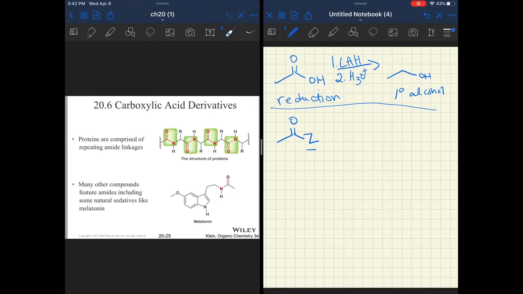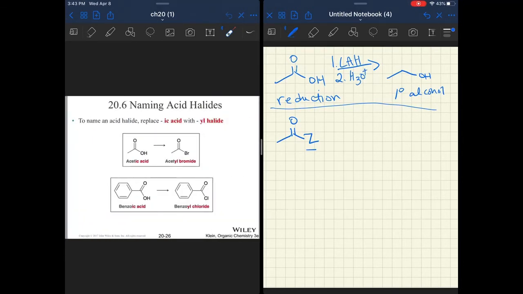Amides, the amide bond is incredibly important, right? It is the backbone for the structure of proteins. You also find amides in all sorts of other natural products. Here is referenced melatonin.